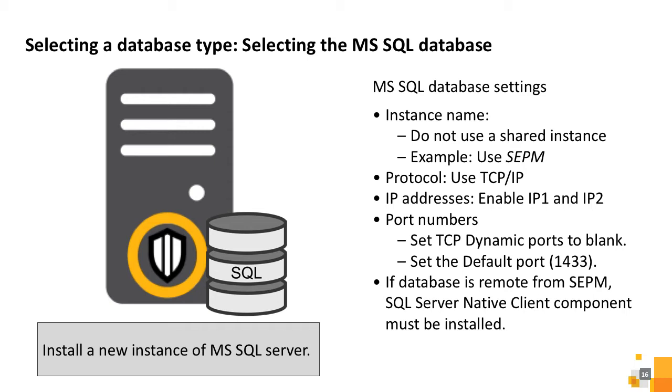The enabled protocol is TCP/IP. For SQL Server 2008, 2012, 2014, and 2016, set the following. For IP addresses for TCP/IP, enable IP1 and IP2. For TCP/IP port numbers, for IP1, IP2, and IP-all, set TCP dynamic ports to blank and specify a TCP port number. The default is 1433. You specify this port number when you create the database. Start the SQL Server browser service. If your database is located on a remote server, you must also install the SQL Server native client components on the computer on which the SEPM is installed.